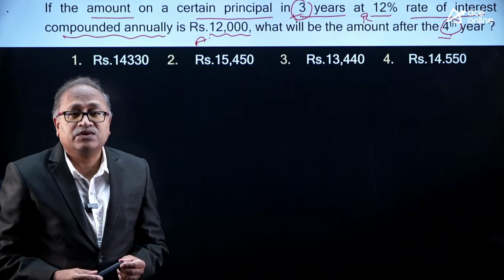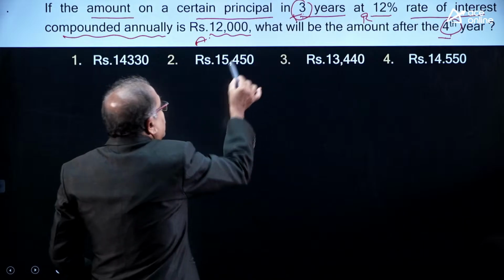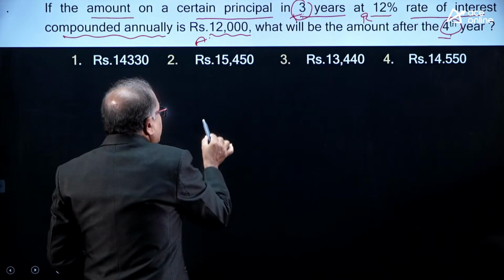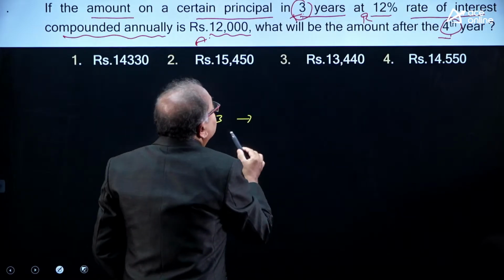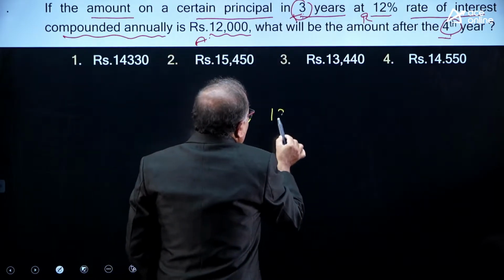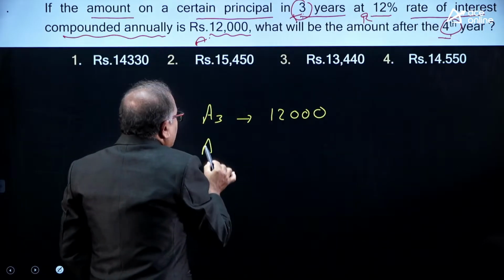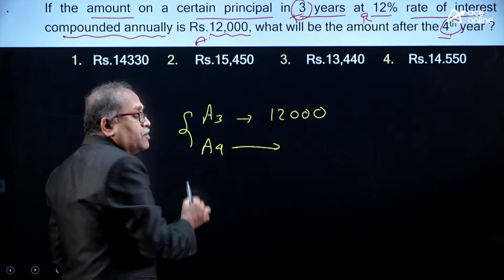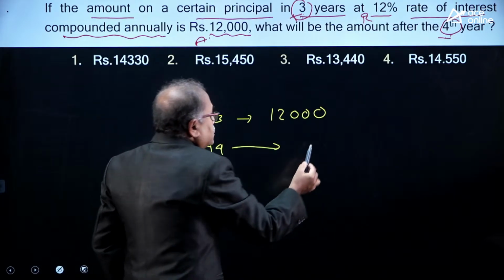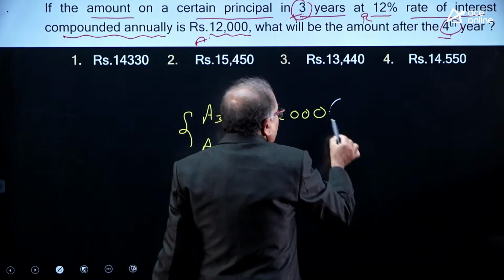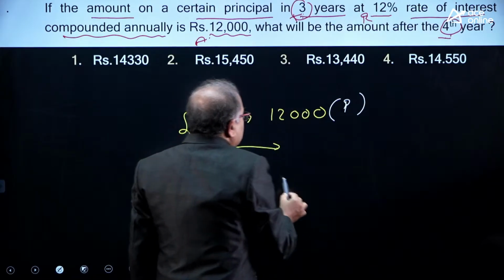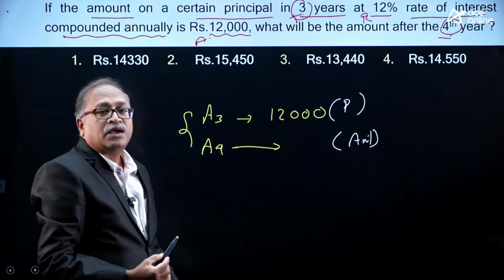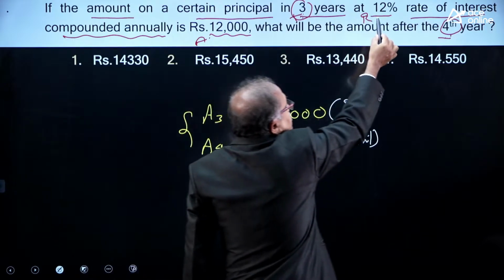Why did I say that these are very fundamental questions? I already have the amount of 3 years, which is given to us as 12,000, and you are asked to find the amount at the 4th year. If this is the case, we have only a 1 year gap, or even in the case of a 2 year gap, I will consider the amount of the 3rd year as principal, and this is my requirement amount. There is a gap of 1 year and the rate of interest is 12%.